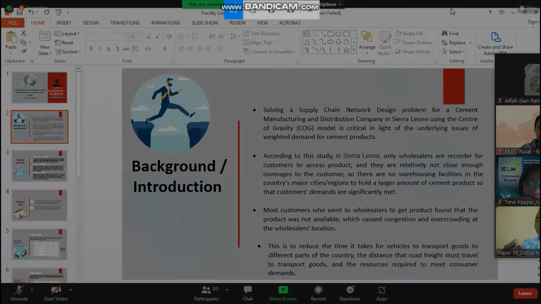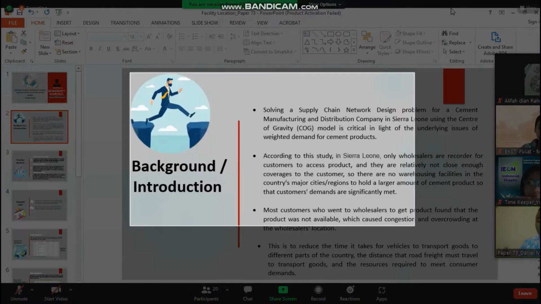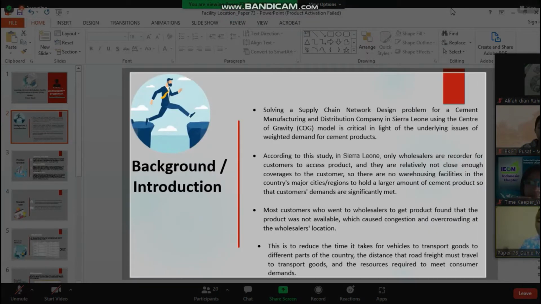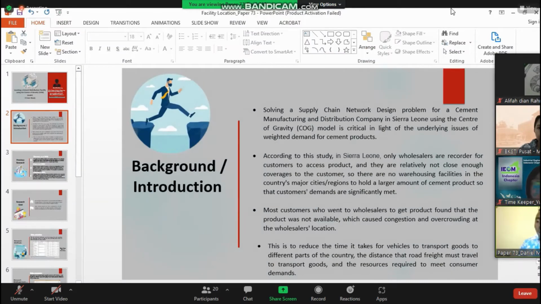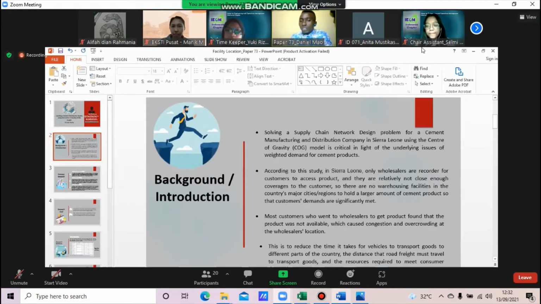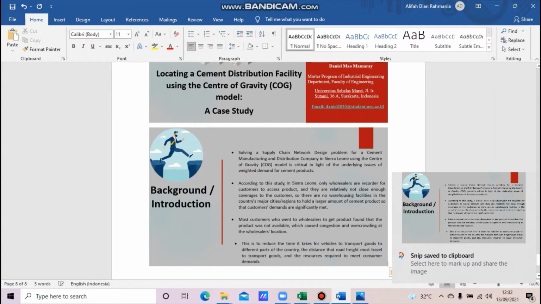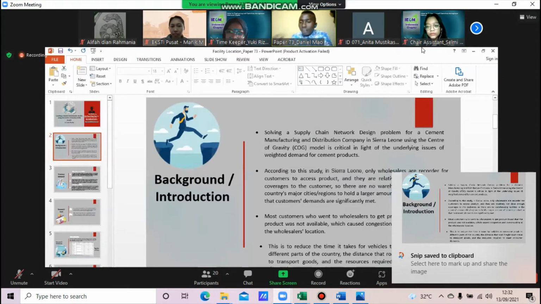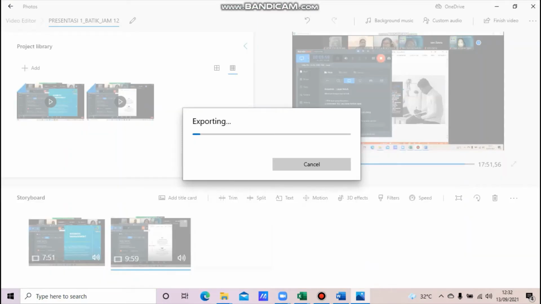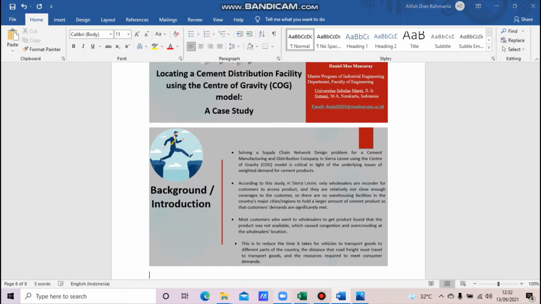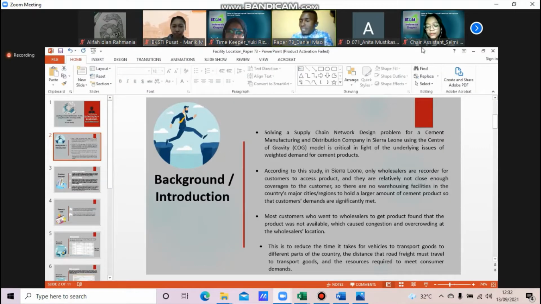According to the study in Sierra Leone, only wholesalers are recorded for customers to access the product, and they are relatively not close enough to customers. There are no sufficient warehousing facilities in major cities to hold a larger amount of cement products so that consumers' demands can be significantly met.